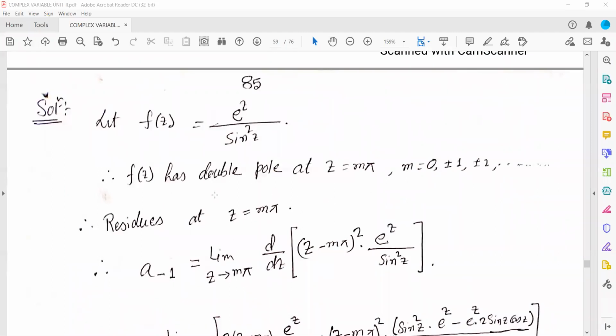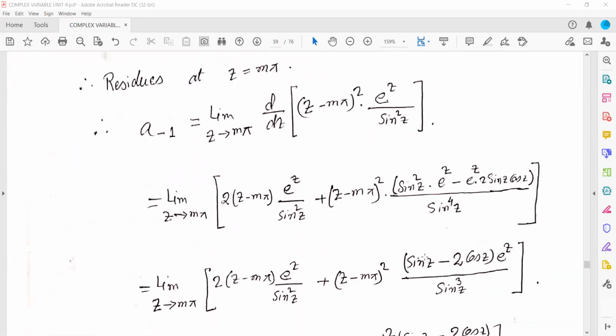So here we have sine square z, so its order is 2. So it's a double pole. So z equal to m pi is a pole of order 2. At z equal to m pi, I have calculated, so you can go through this one. You will understand that one.